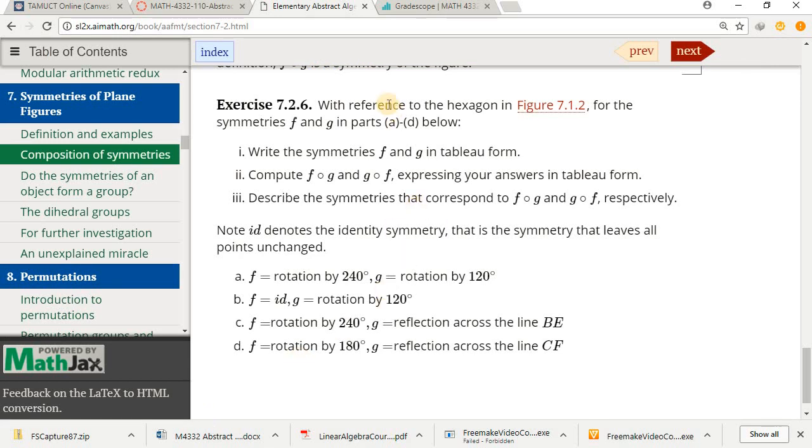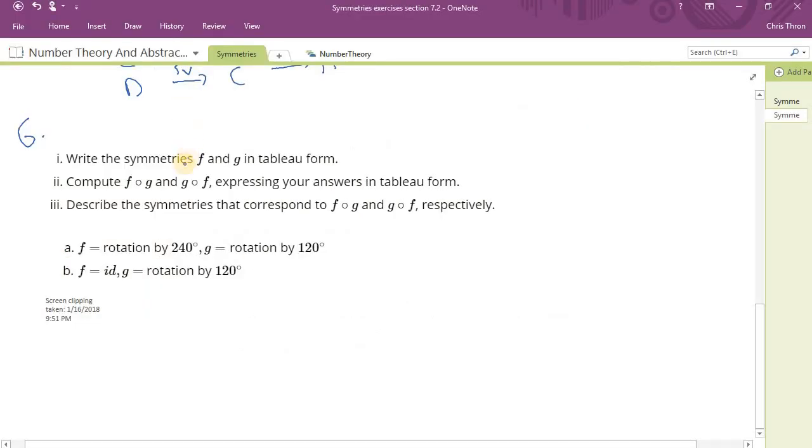So if we go back here, it says, with reference to the hexagon, and I have symmetries F and G. So let me go ahead and draw a hexagon. And let me just remind myself here that this is symmetries of a hexagon.